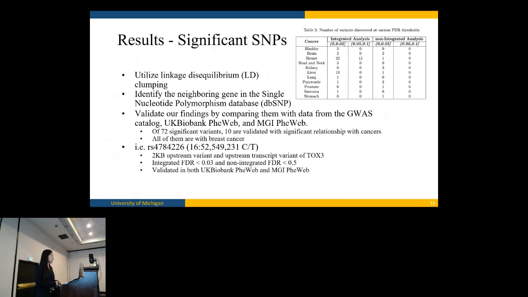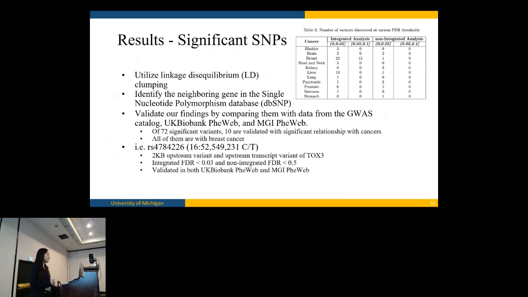We validate our findings by comparing them with the data from GWAS catalog, UK Biobank FIVAB, and MGI FIVAB. Of the 72 significant genes from the integrated analysis, 10 are validated with significant relationship with cancers. All of them are breast cancer. This is mainly because the breast cancer has the biggest dataset size of our whole cancer data. We have 14,000 samples, but only the breast cancer takes 2,000 samples. So it takes a much larger proportion of our whole data.